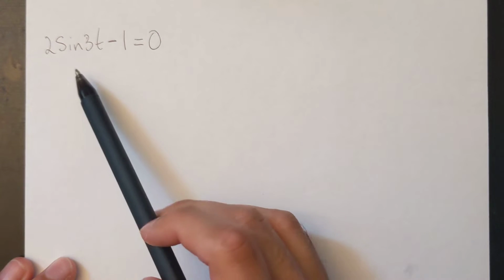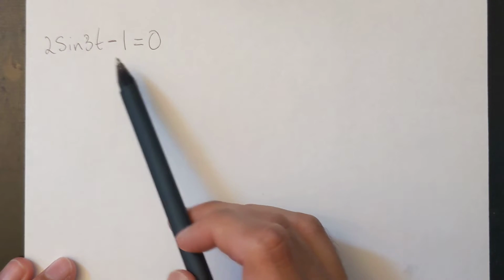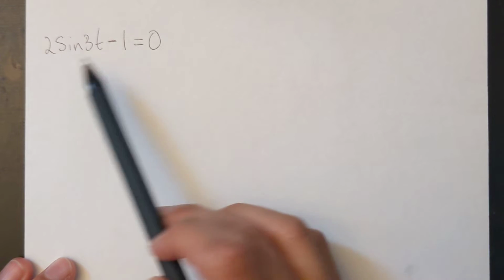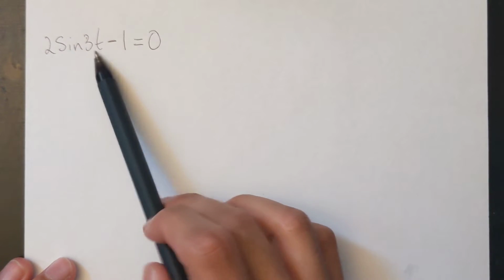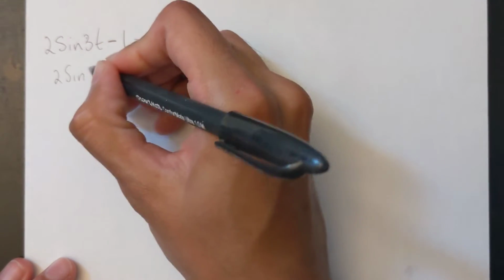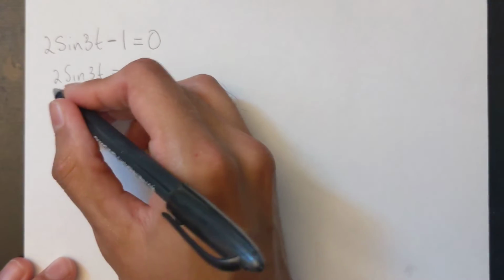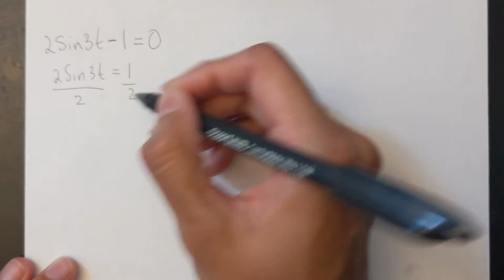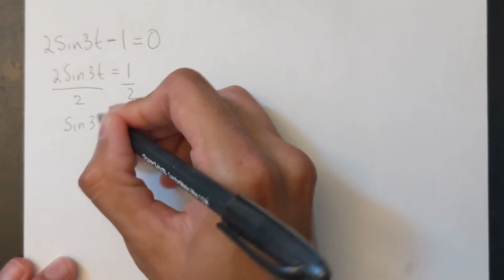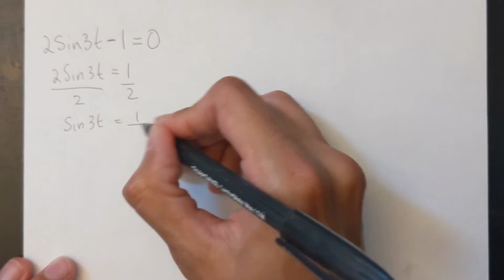Alright, so in this video I'm going to solve this problem: 2 sine 3t minus 1 equals 0. So the first thing I want to do is isolate the sine 3t. So I'm going to move the 1 to the other side, and then divide both sides by 2. So I get sine 3t equals 1 over 2.